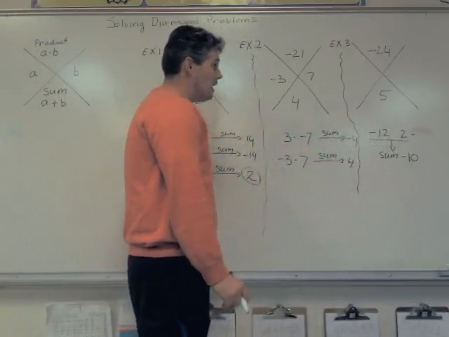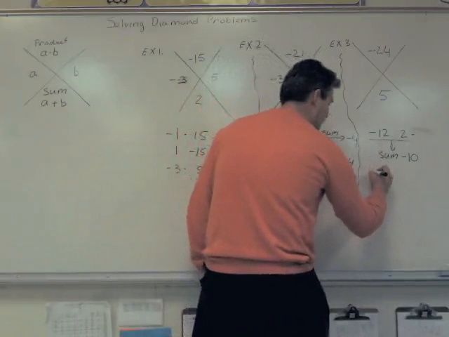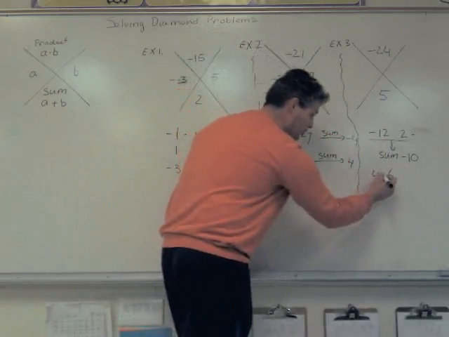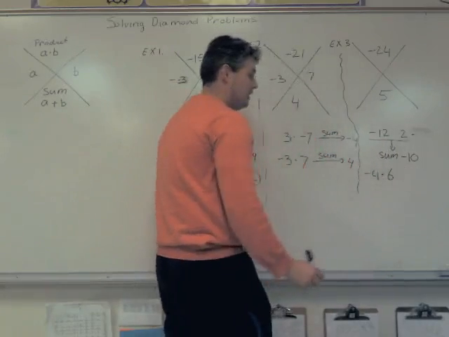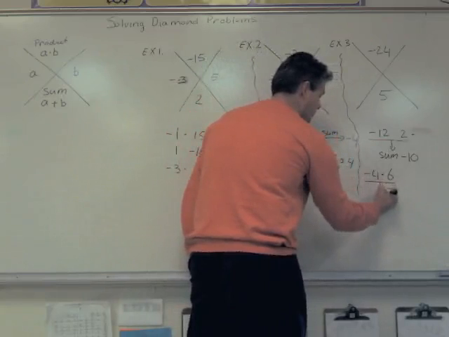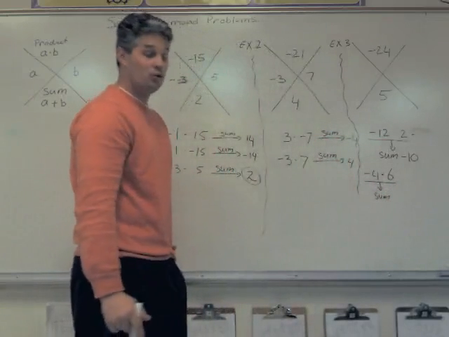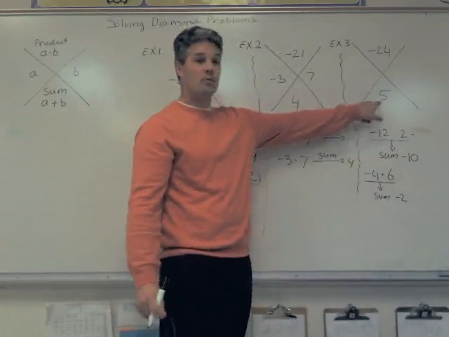So now let's try 4 times 6. Now one of those two needs to be negative because the product here will be negative 24. So let's make this one negative. Now the sum of this one is going to be negative 2. Not what I'm looking for. Look for a sum of 5.